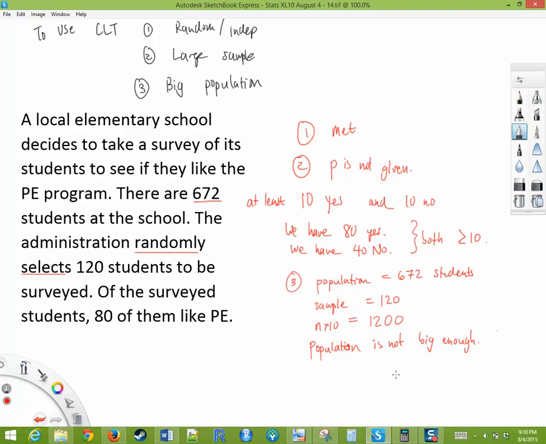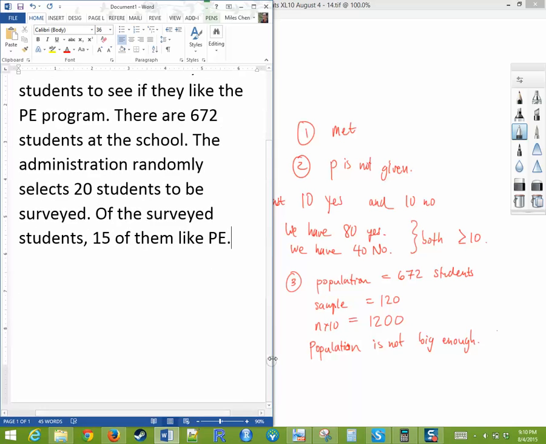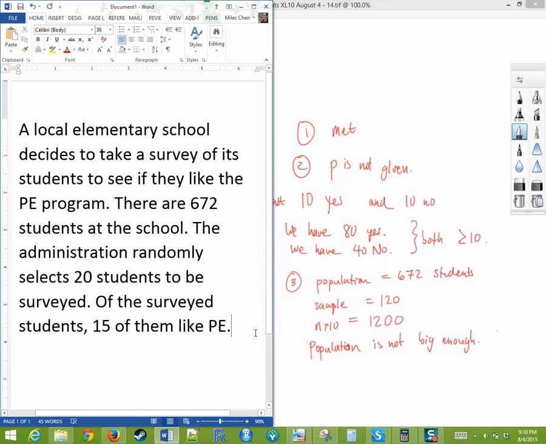If I shrunk my sample down to, let's say, 20 students in this case, maybe I will have 15. Okay, so if I have 20 students and 15 of them like PE, are any conditions violated here?